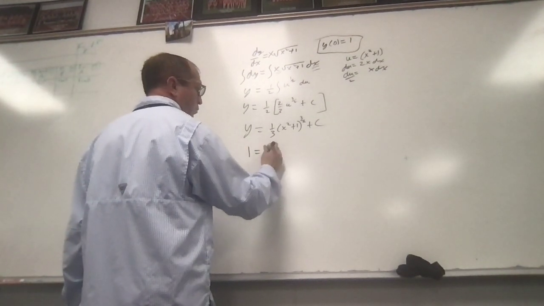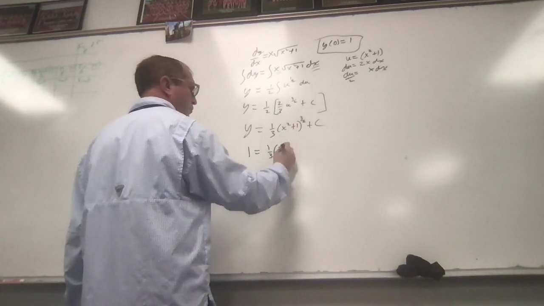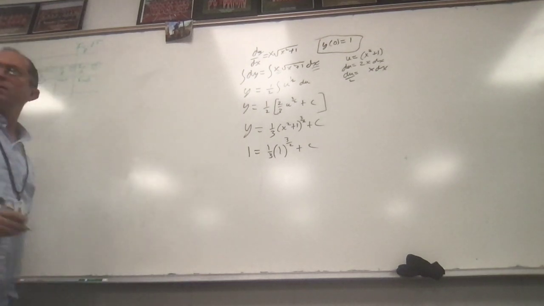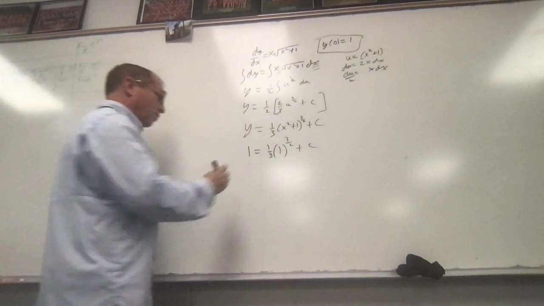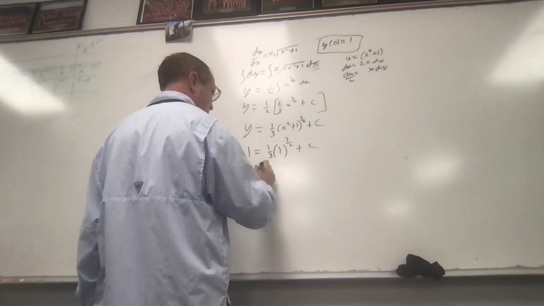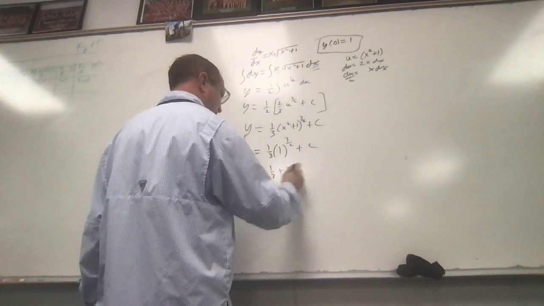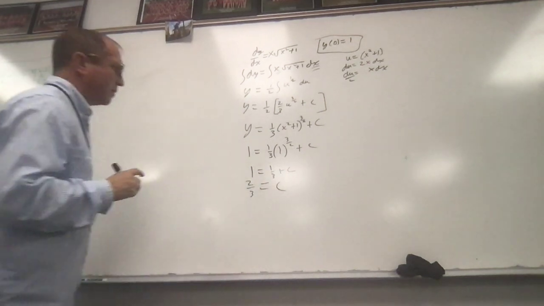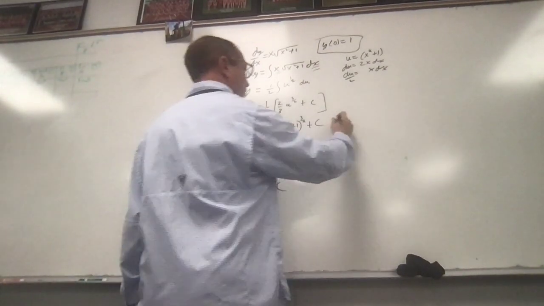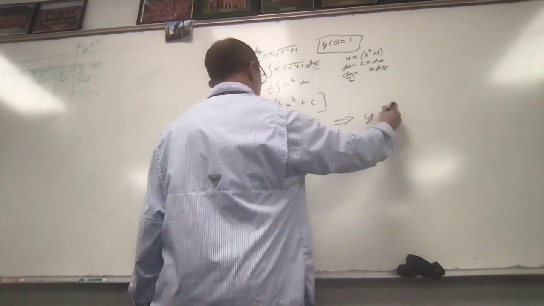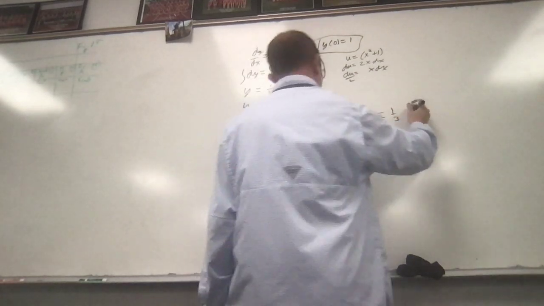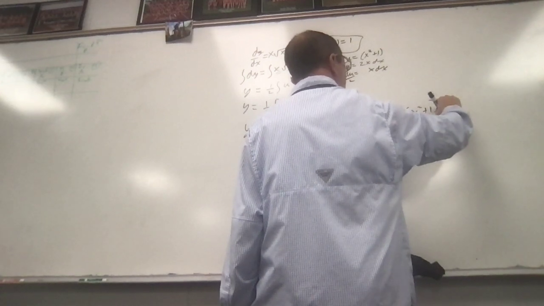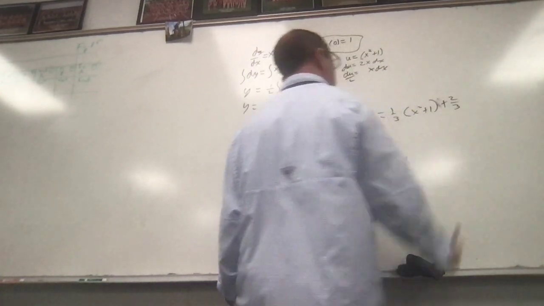So 1 equals 1/3 of 0 plus 1 would be 1. So 1 to the 3/2 power plus C. Are we still good? So 1 equals 1/3 plus C. So C is going to equal 2/3. So my final answer here is, for this equation, y equals 1/3 of x squared plus 1 to the 3/2 power plus 2/3.